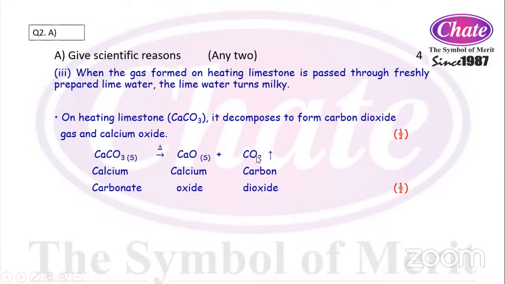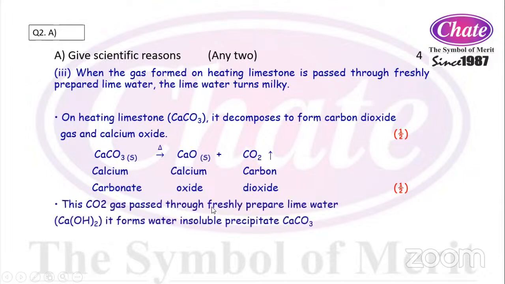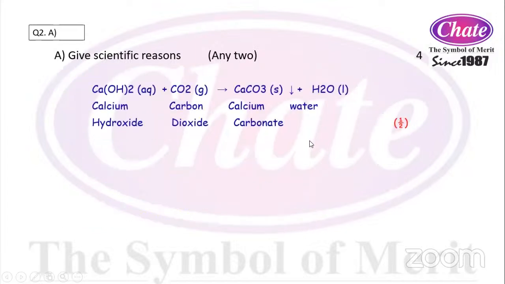Now this carbon dioxide we pass through the freshly prepared lime water, that means calcium hydroxide. It forms a water-insoluble precipitate of calcium carbonate. This can be shown by this chemical reaction: Ca(OH)2, where the 2 should be small, plus carbon dioxide CO2 gives calcium carbonate and H2O. Here we get calcium carbonate, and the down arrow shows that it is a precipitate.